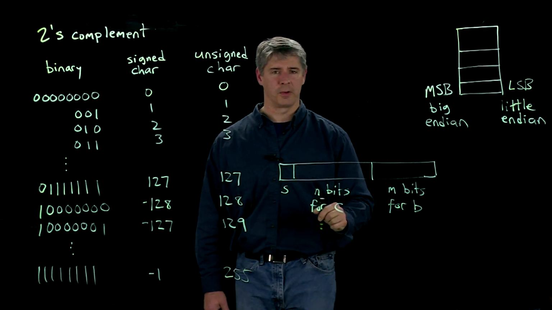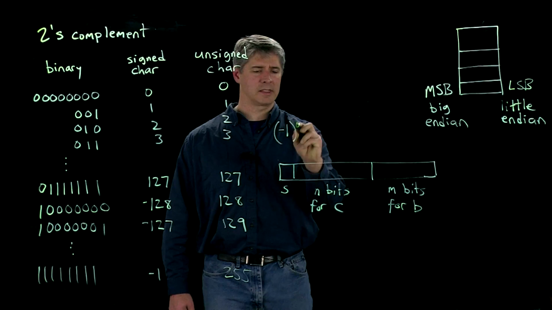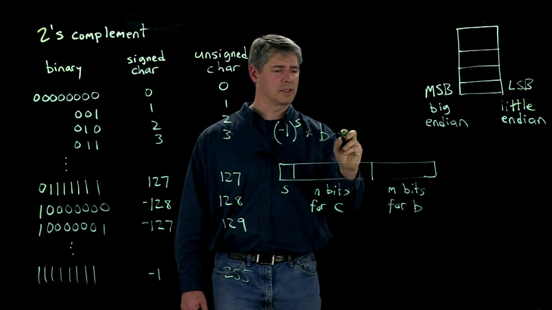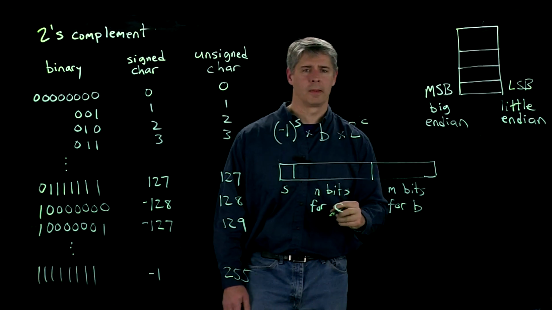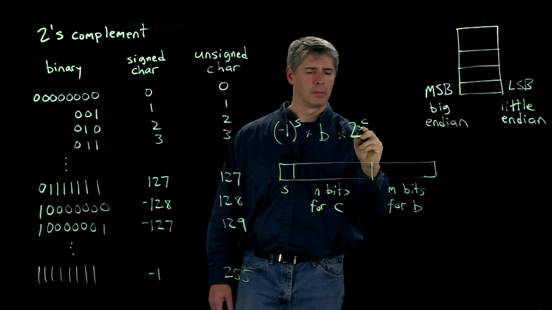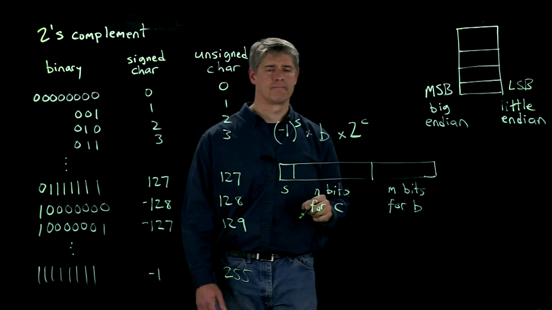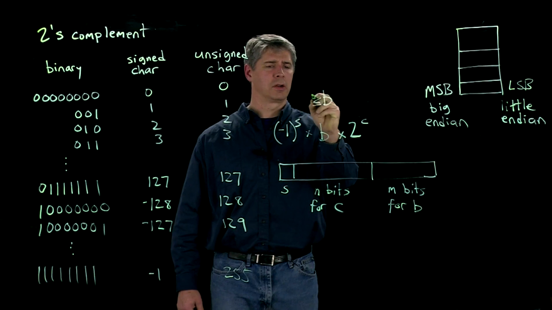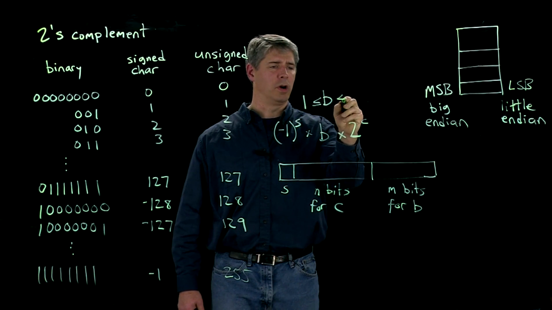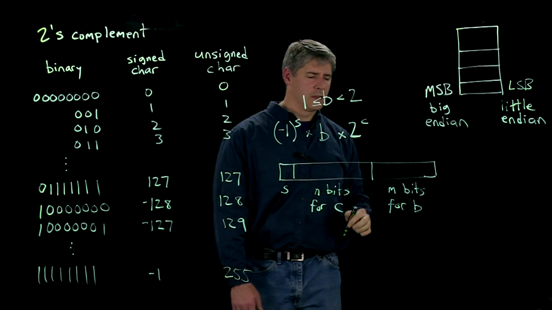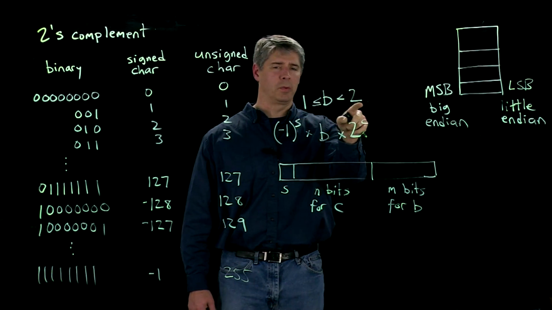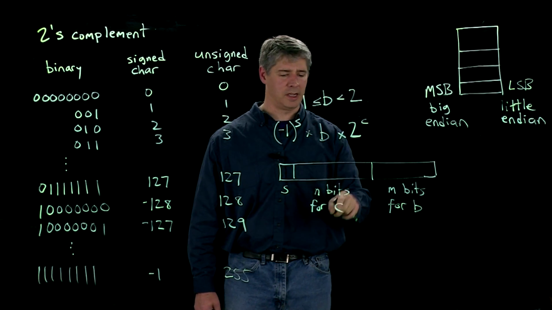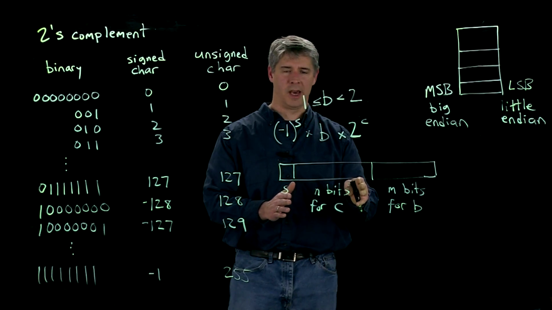And these fit into the formula (-1)^S times B times 2^C. And B takes a value in the range greater than or equal to 1 and less than 2. So we're going to get m bits to represent a value between 1 and 2. And then we're going to multiply it by something that is 2 raised to the exponent C, where we have n bits to represent that exponent.